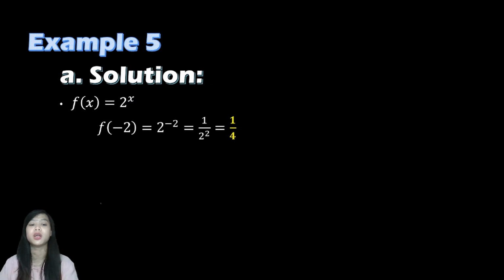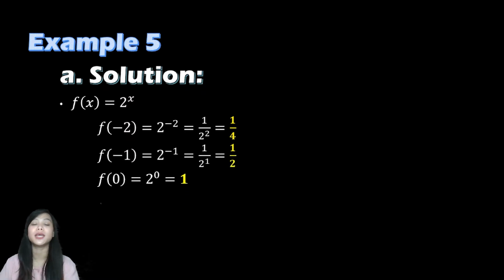So the values are, for f of negative 2, we have positive 1/4. For f of negative 1, we have positive 1/2. For f of 0, we have positive 1. And f of 1, we have positive 2. And lastly, we have f of 2, which is equal to positive 4.